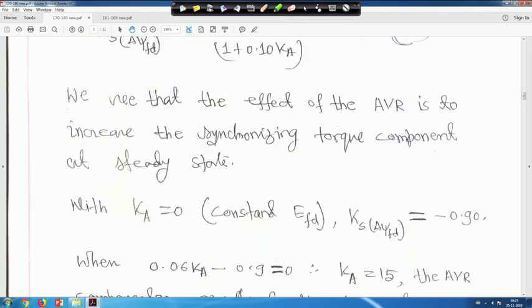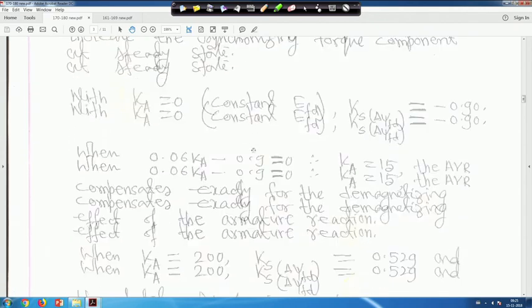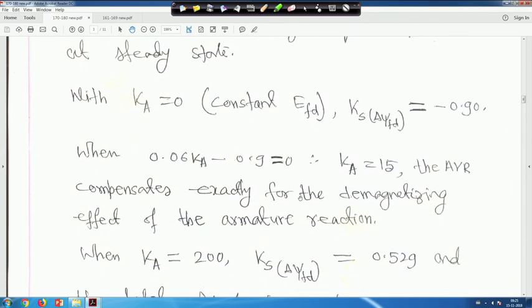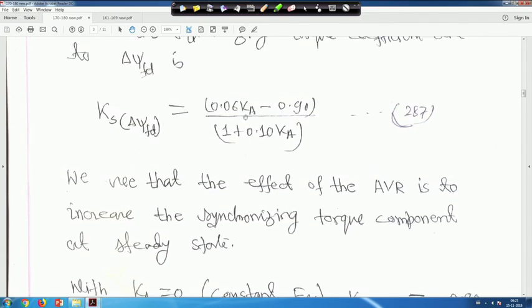So, if you set this equal to 0, that means Ks also will be 0, the synchronizing torque component will be 0, because the numerator is set to 0 for which K is equal to 15. So, in that case the AVR compensates exactly for the demagnetizing effect of the armature reaction. Now, suppose we take another case, K equal to 200.